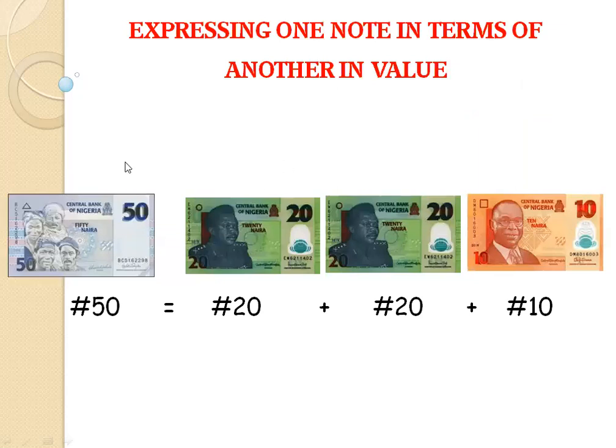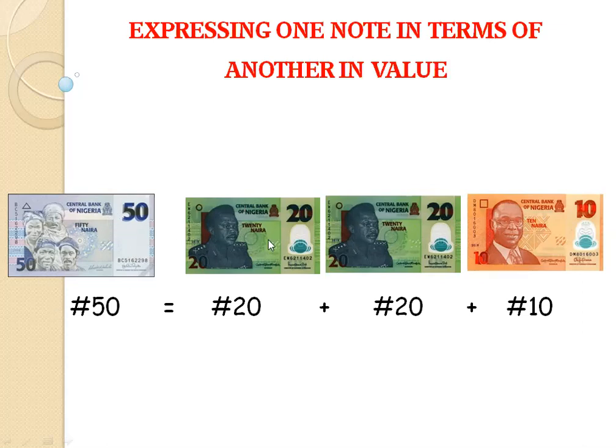That means my 50 Naira, which other way can I express it such that they will still have the same value? So I can decide to say, okay, 50 Naira, what if I write it as 20 plus 20 plus 10? Is that still going to give me 50? Yes, because 20 plus 20 is 40, plus 10 is 50. So for this, there is no particular way of doing it. I can express it in any form I like.